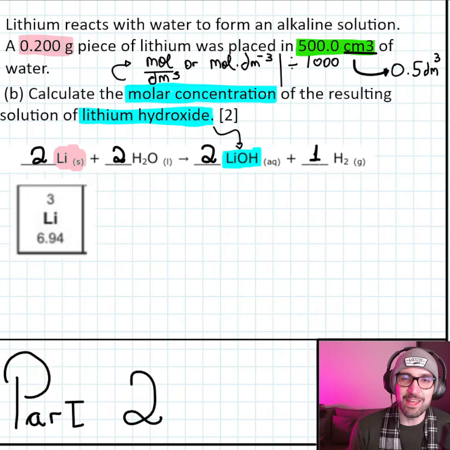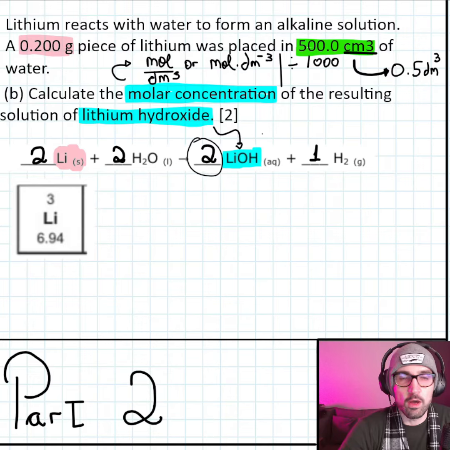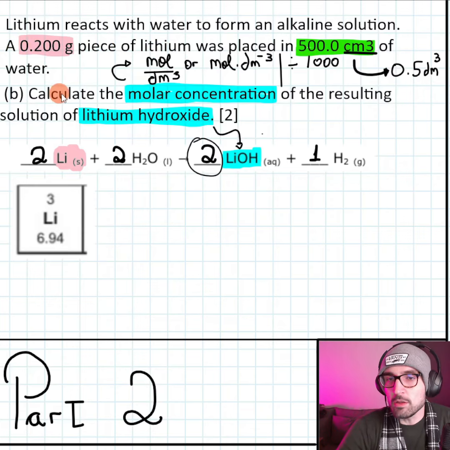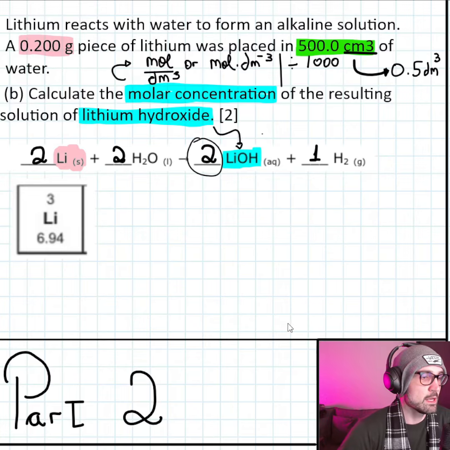Let's begin, shall we? Lithium reacts with water to form an alkaline solution. A 0.200 gram piece of lithium was placed in 500 milliliters of water. Calculate the molar concentration in moles per liter of the resulting solution of lithium hydroxide. So let's go ahead and be confident and put that unit over here in moles of lithium hydroxide per liter.